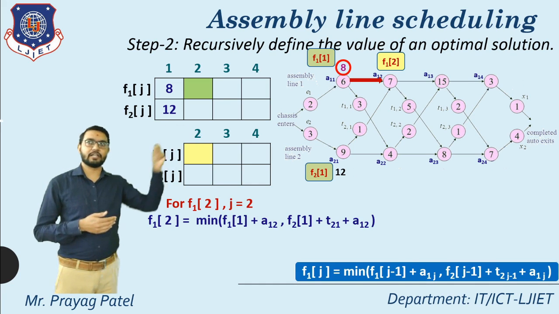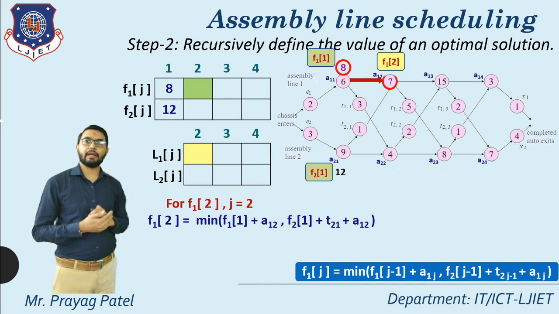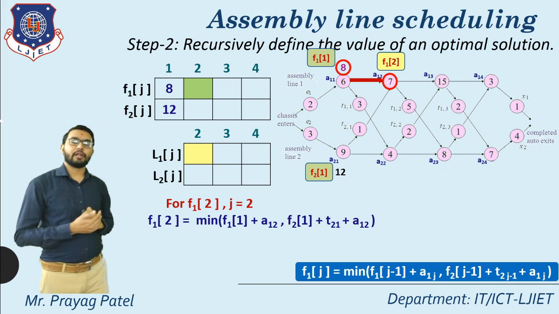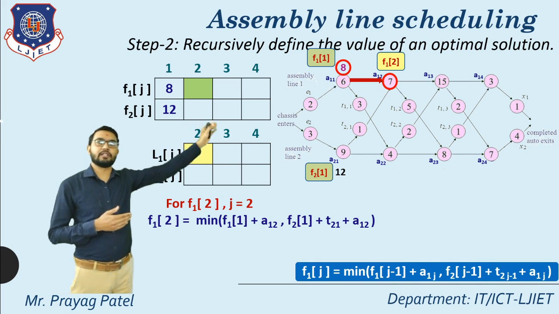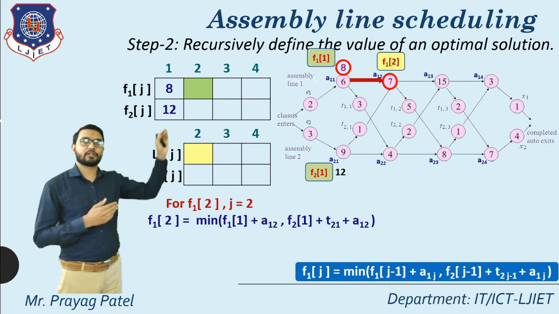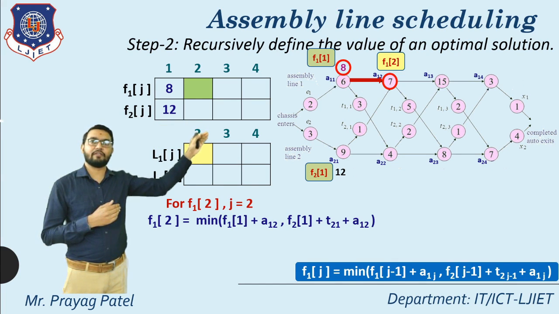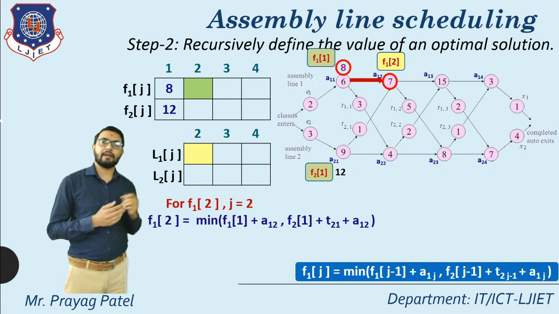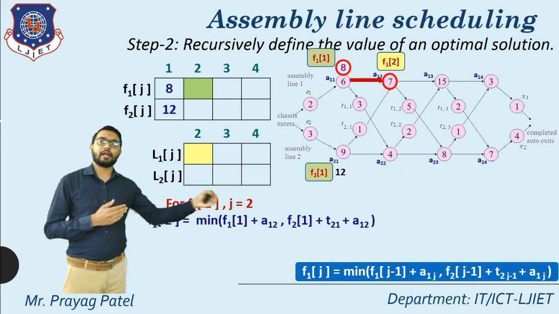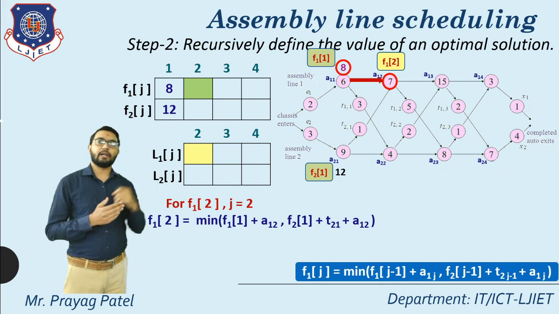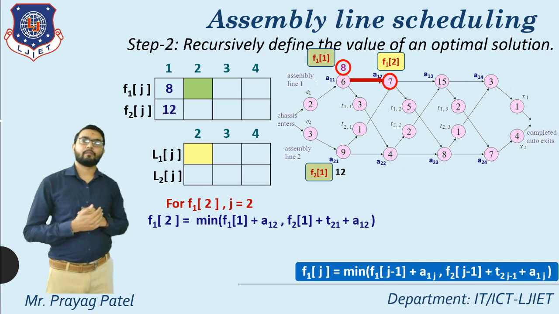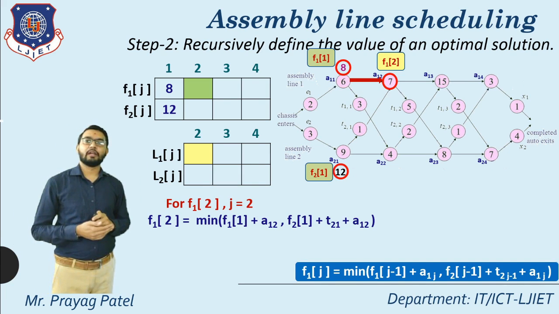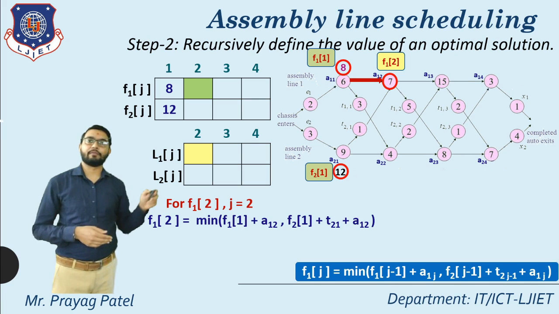Then consider the value of a12. What is the value of a12? Here consider this value as a12, because first 6 is a11, then 7 is a12, 15 is a13, 3 is a14. In the bottom part, 9 is a21, 4 is a22, 8 is a23 and 7 is a24. So here first consider 8 plus 7 and put it as the first part.